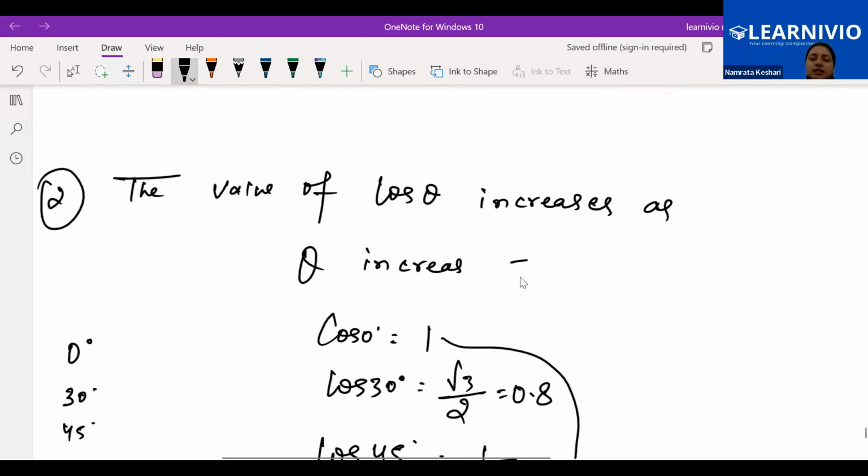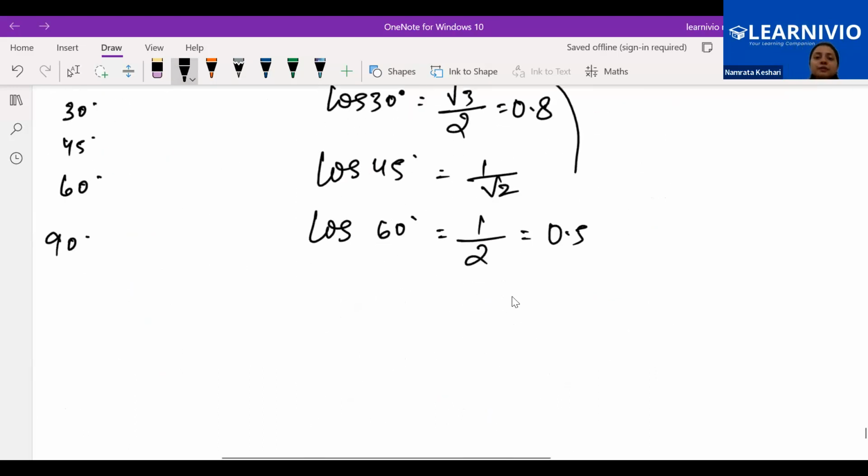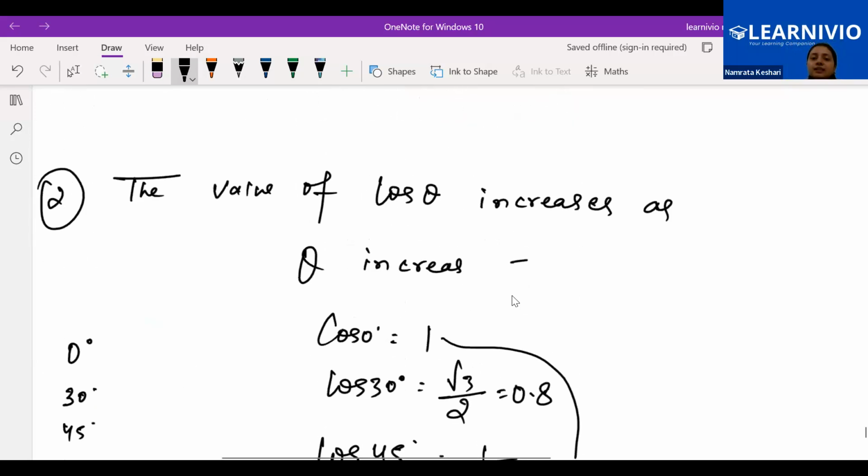Yes, Aisha, you said anything? No, ma'am, I was asking how did you divide root 3 by 2? Then you told that you directly put the value of root 3. Let me show you how to divide. Got it? Yes. Okay. So we can see it is decreasing. So the given statement is completely baseless. It is false.